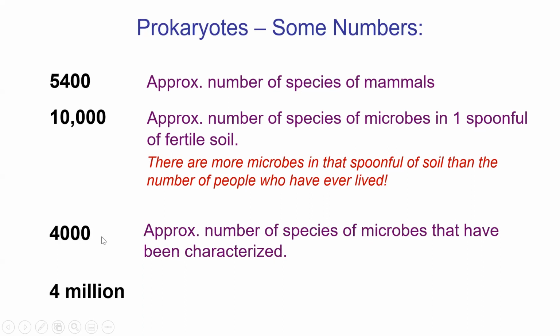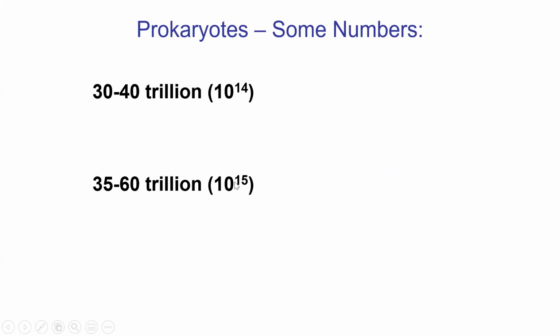What's 4,000? This is about how many that we've actually characterized and named. That's a pretty big number. And we think there's maybe around 4 million different species. New ones are being discovered all the time. It's really incredible.